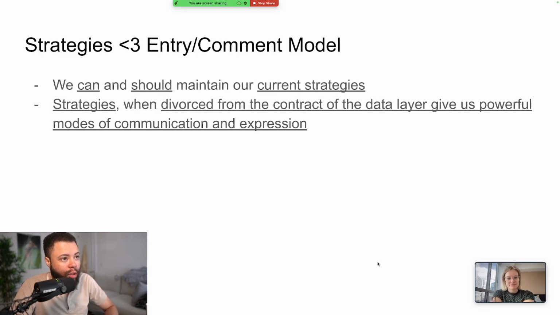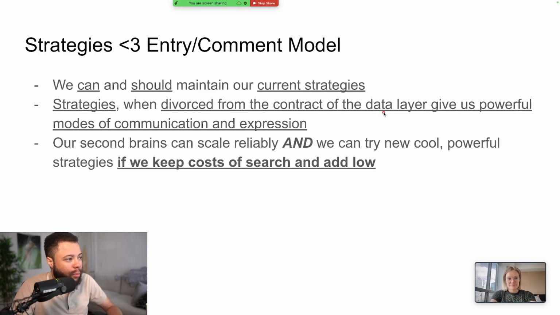Strategies, when divorced from the contract of the data layer, give us powerful modes of communication and expression. And this is the contract that I was talking about a little bit with the language itself and the concepts, but also data as in the data structures. So our second brains can scale reliably, and we can try new powerful strategies, if we always try to keep the cost of search and add low. Because the second that these costs start to spiral out of control, strategies start revealing their problems, and we start over again. We always break the system. We're like, okay, we're moving on. This doesn't work. And this happens over and over.